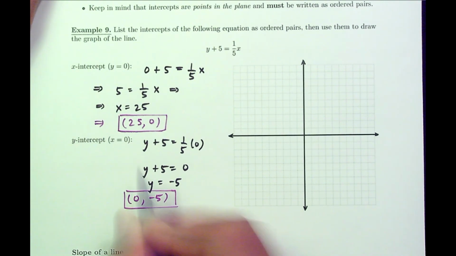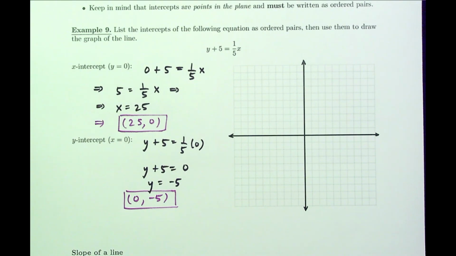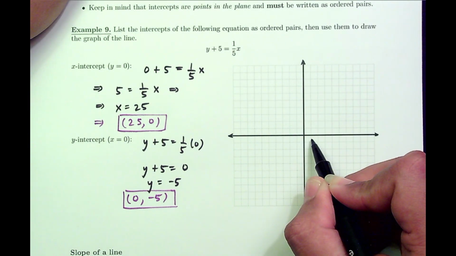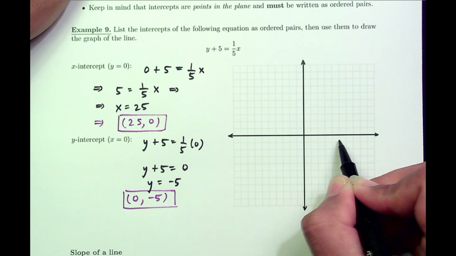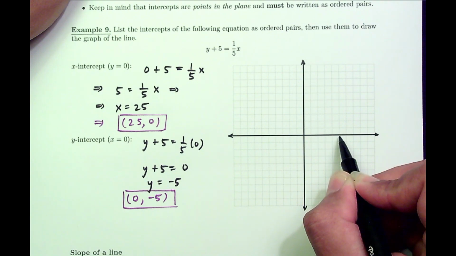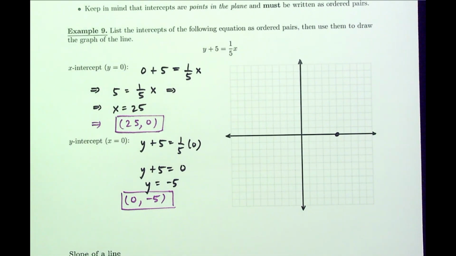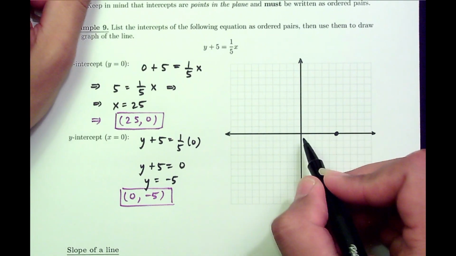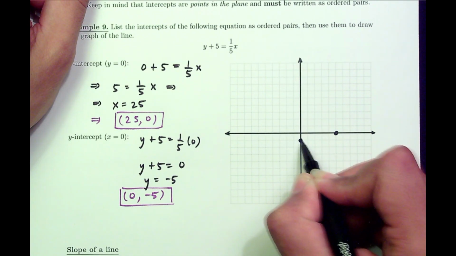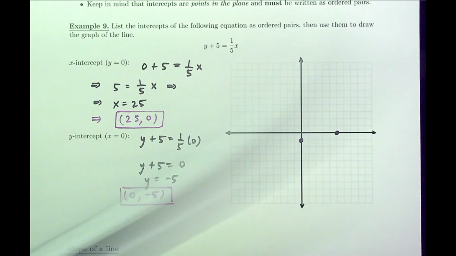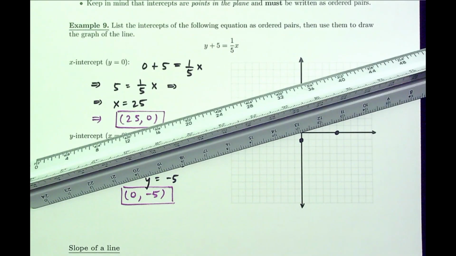And then we're going to use these 2 points, plot them, connect them, and that's our line. Because this number is pretty big, we're going to go by 5s. So let's say this is 5, 10, 15, 20, 25. Let's say that's 25. So 25, 0. So we're going by 5s, okay? And then on the y-axis, we're going by 5s as well. So 0, -5 would be right here. Okay, and then we connect those, and that's our line.